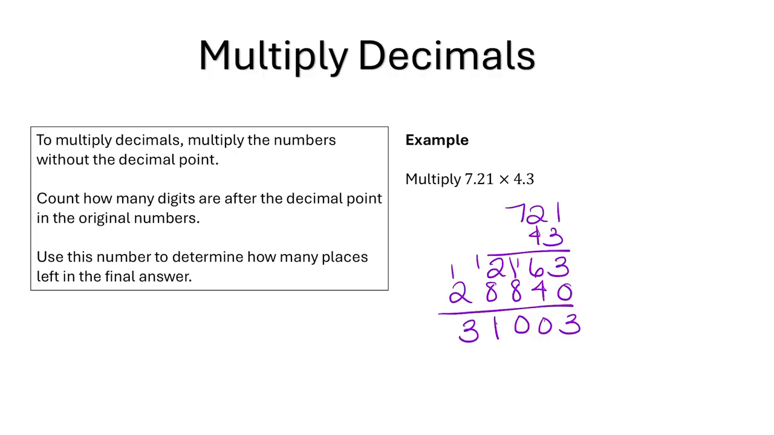Okay, so now notice in my original problem, I have 1, 2, 3 decimal places. And so I need to move my decimal 1, 2, 3 places. So I have 31.003 as my final answer.